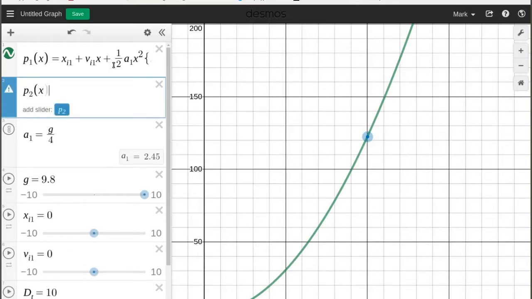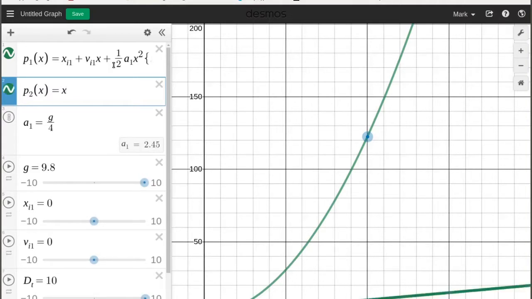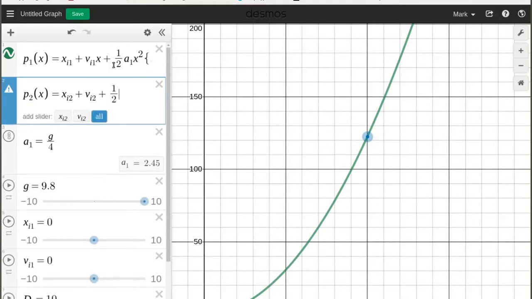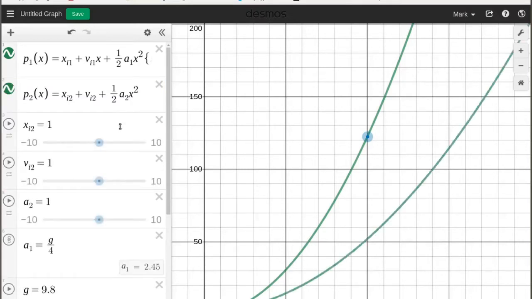Position 2 at time x is the initial position for the second part, plus the initial velocity for the second part, plus 1/2 the acceleration for the second part, times the position squared. Okay, and now it's telling me I don't know what the initial position is, or the initial velocity, or the acceleration. So I'm going to make sliders out of all of them, and we'll figure out what they are. Let's change the color of this so that we can see it better. So red will be after it falls, and green will be on the way up.